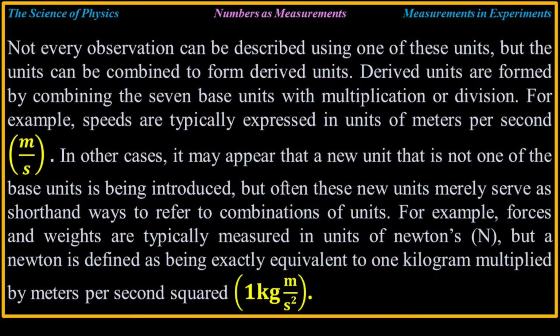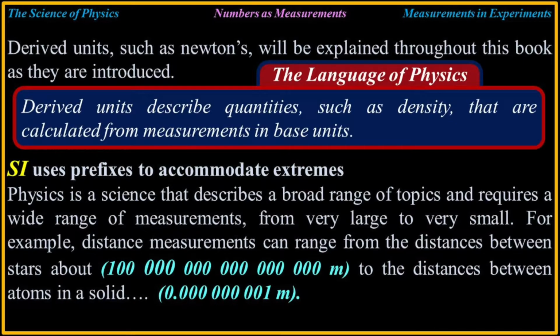For example, forces and weights are typically measured in units of newtons, but a newton is defined as being exactly equivalent to 1 kilogram multiplied by meters per second squared. And there are many, many examples, but it's the 7 basic units that you really have to worry about in chemistry and physics. Derived units such as newtons will be explained throughout this book as they are introduced.